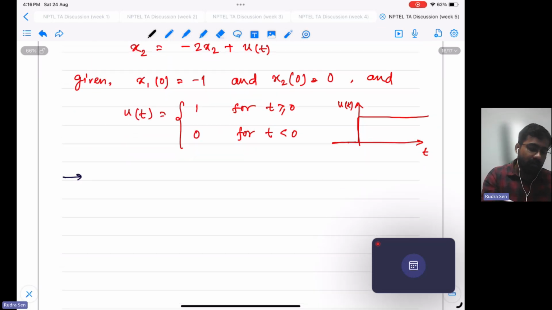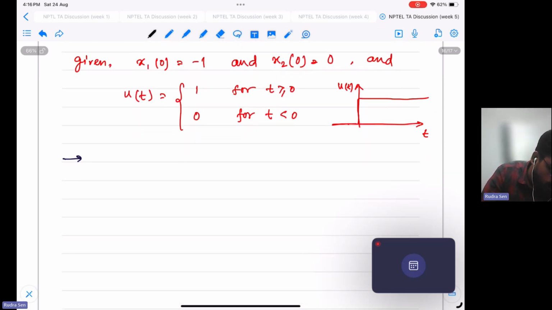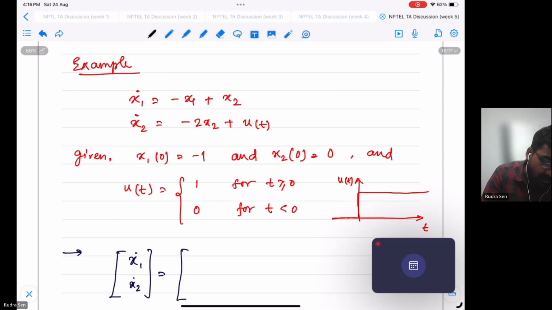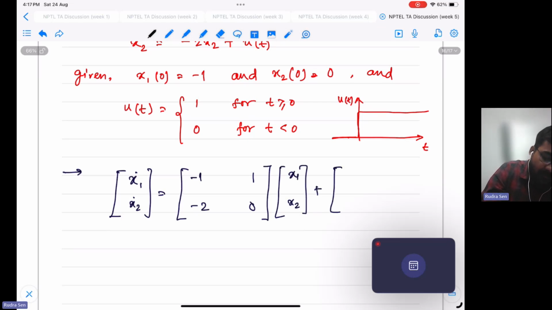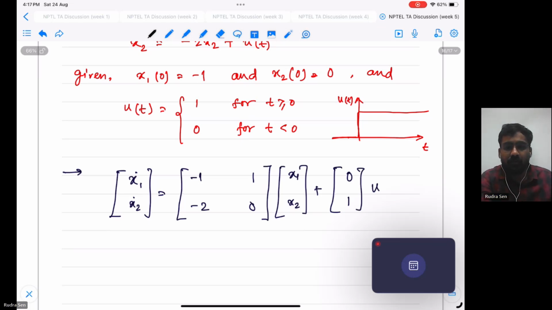So now we will find out the system. Put it in state space and find the A matrix. There is nothing difficult in finding the A matrix: x dot equals [-1 1; -2 0] times [x1 x2] plus [0 1] u. Okay.